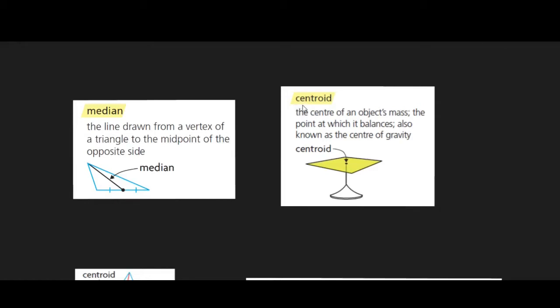Another term is the centroid. Now, this is the center of an object's mass, or the point at which the object balances when placed on a pointed device. It is also known as the center of gravity of the object.